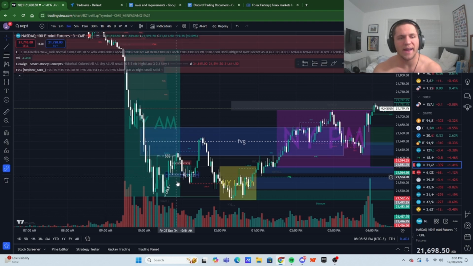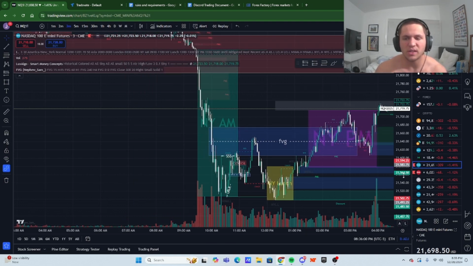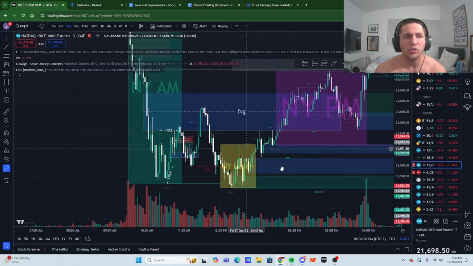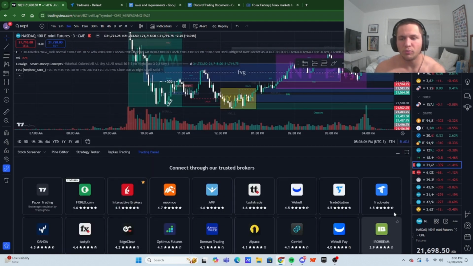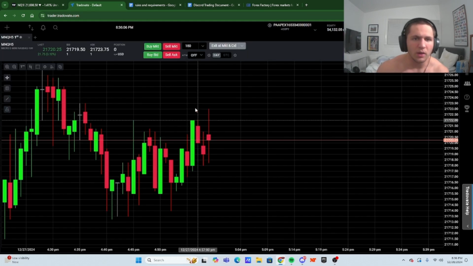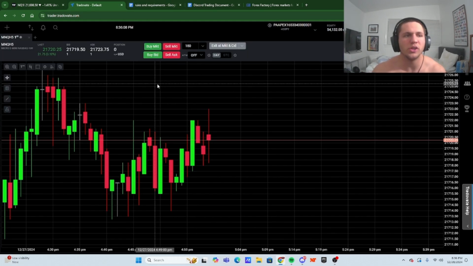It's to view the assets that you're going to be trading, and sometimes you can even place trades through TradingView if you connect your broker, like I said before. Next, let's talk about the broker. The broker we use is Tradovate.